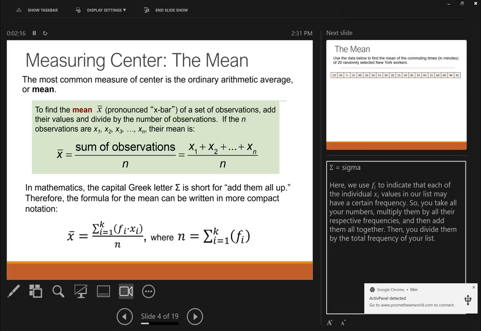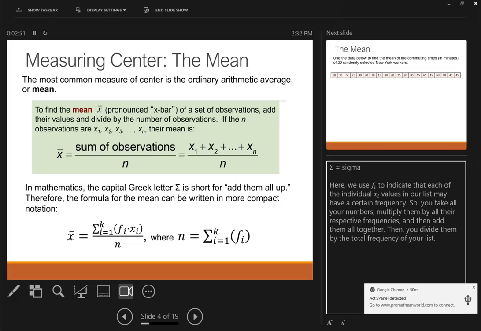From a formula standpoint, oftentimes we'll use sigma notation to represent the formula for the mean. So sigma, yeah, you heard me. That E-looking thing is the capital Greek letter sigma. It means to add up all these things. The i is the index variable, starting at entry number 1, all the way up to entry k.